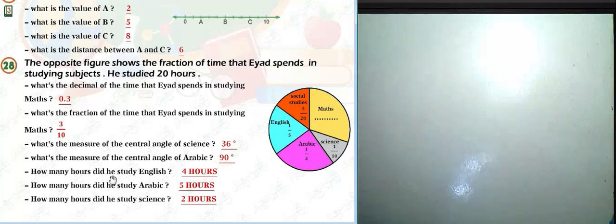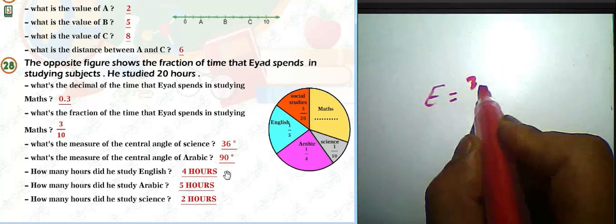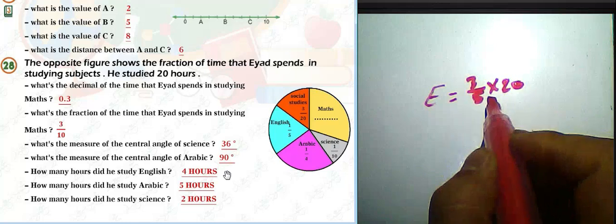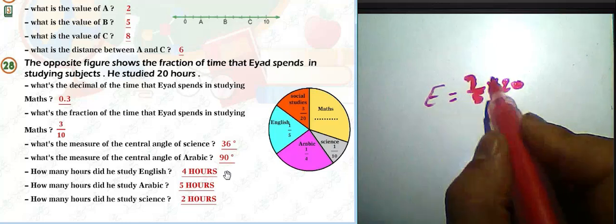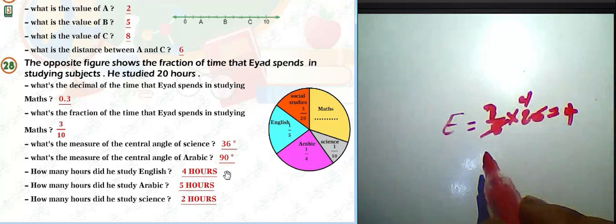How many hours? He studied all 20 hours, but in math he studied 3 over 10 of 20. In English he studied 1 over 5 multiplied by 20. Okay, I will solve here for the hours in English. 1 over 5 times 20. 20 divided by 5 equals 4. 1 times 4 equals 4.